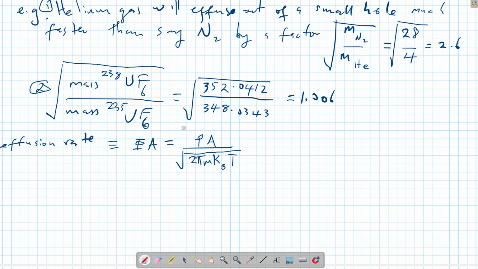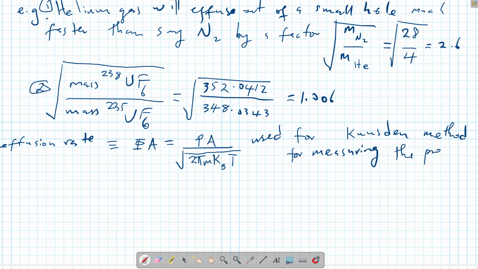Experiment called effusion method, used for measuring the pressure of gas vapor. You can measure pressure of gas vapor this way.